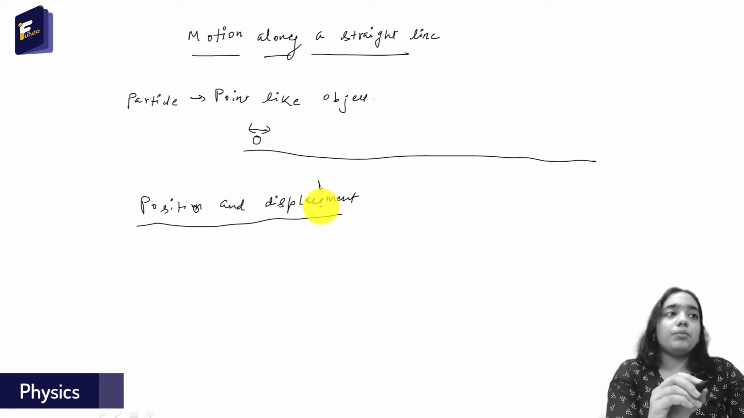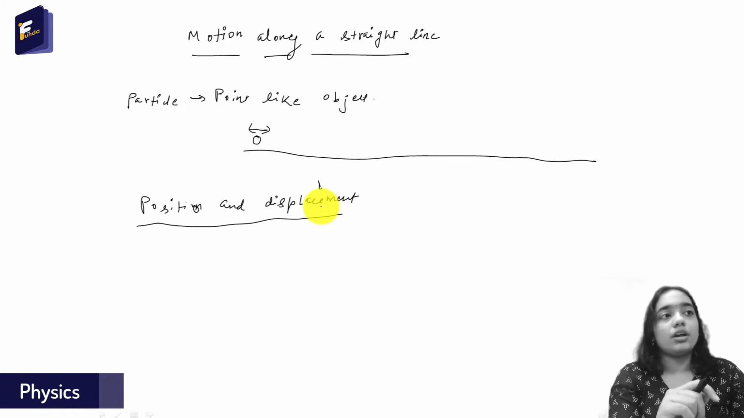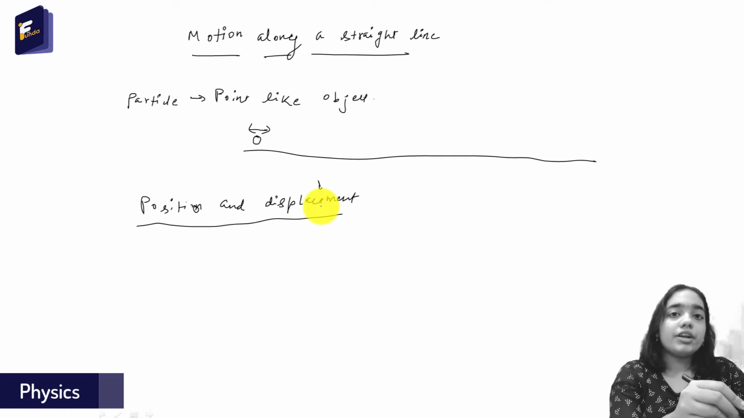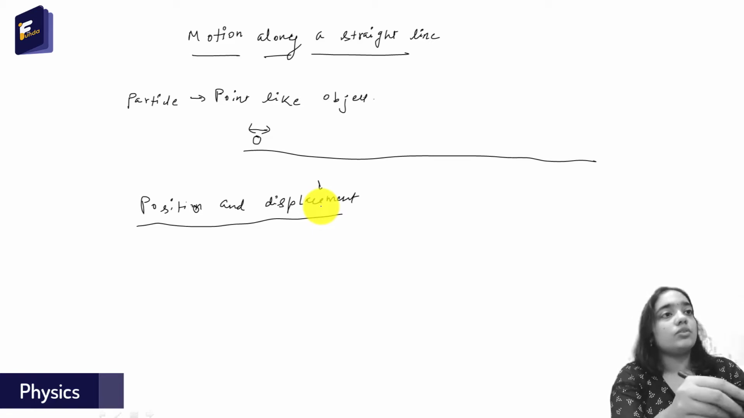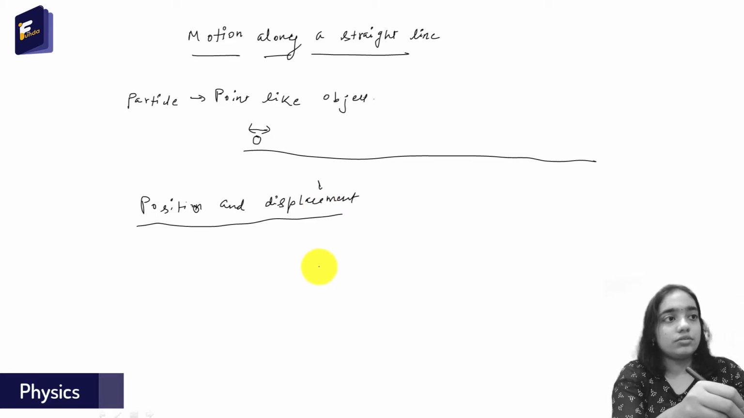So position is nothing but where a particle is located. Okay, so position is where a particle is located, and for finding where a particle is located, we have to define an origin. Means with reference to this point, the particle is located at that point. So that is the origin. So we have to define an origin.